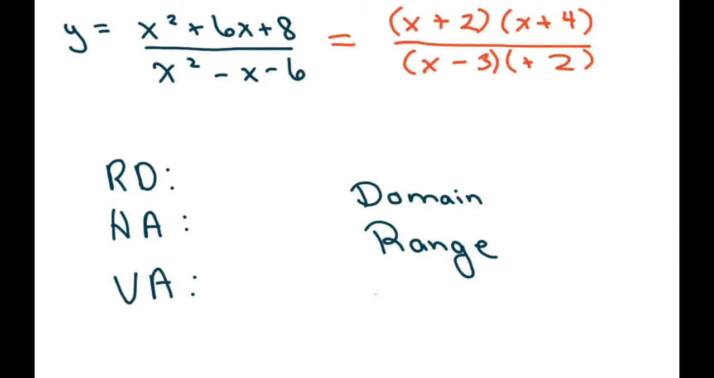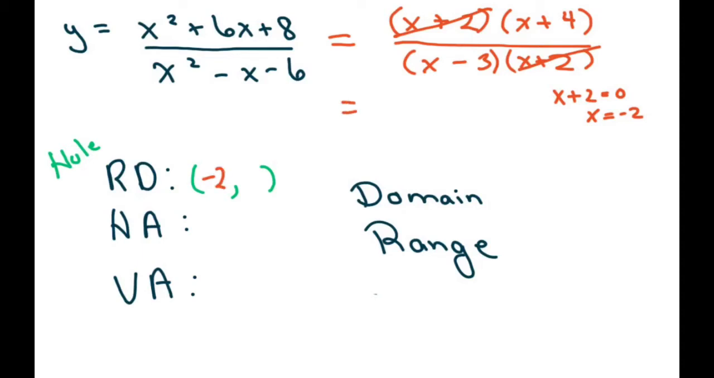Anyway, we do have a removable discontinuity. A removable discontinuity, also known as a hole in the graph, is actually just a point. It's an x and a y, which is a hole in the line of the graph. So basically, it's x plus 2. When you cross these out, then we have a removable discontinuity at x equals negative 2. You just set x plus 2 equals 0 and solve for x, you get negative 2.